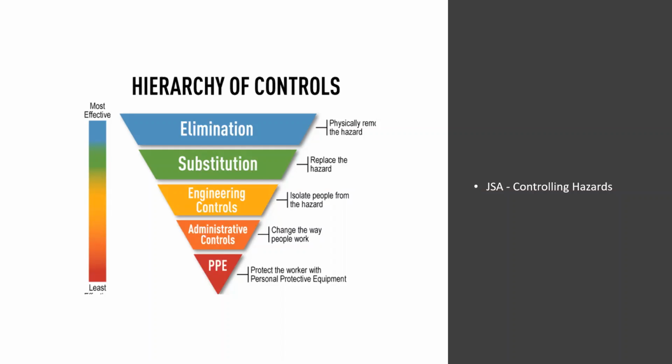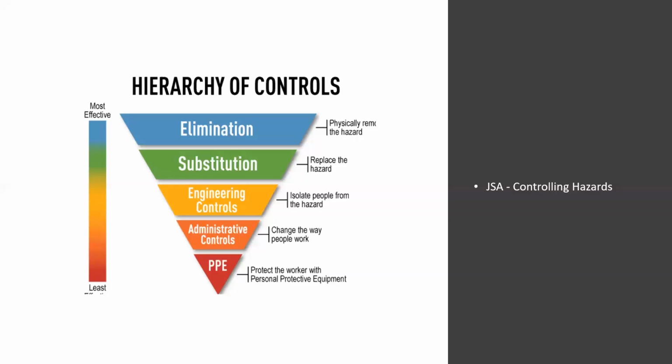Next one up on the list for the lowest has changed the way people work. So that's administrative controls. That's going to be your policies and your rules. All right, next one on the list, right kind of in the middle, is engineering controls. That's the most used. You're most likely to use that in most situations.